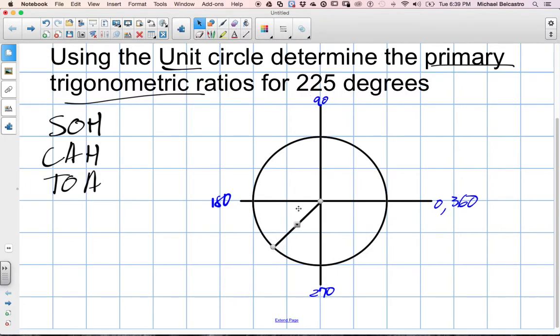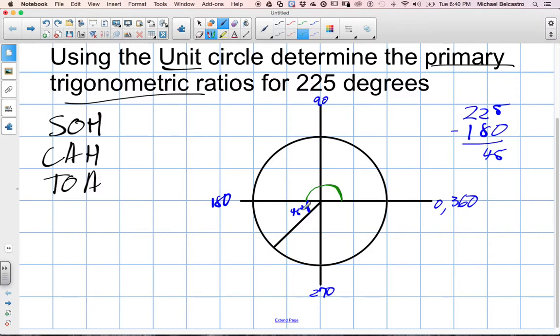We can figure out what the acute angle from the x-axis is, and that's what's going to be important. Once we have the acute angle, we can build a right angle triangle. In order to do that, with 225, we can subtract 180 from it to find the acute angle. So we take 225 and subtract 180, and we get 45. So this angle here is 45 degrees. That makes sense because up to this point it's 180, and then 45 more gives us our 225 degrees.